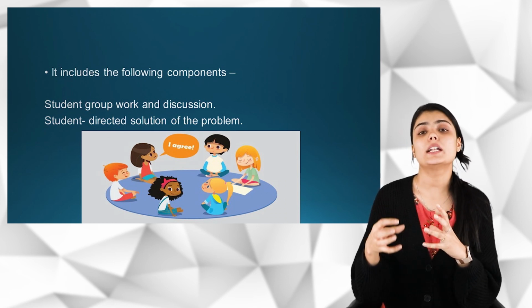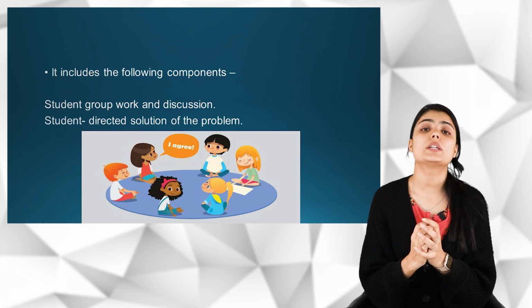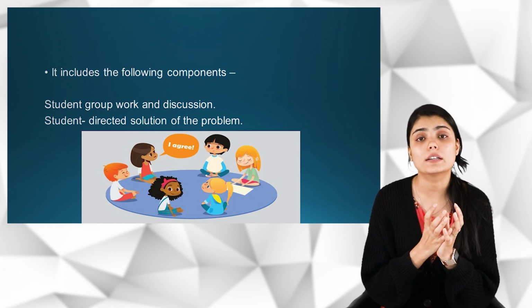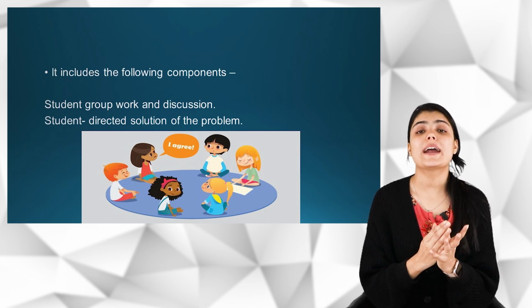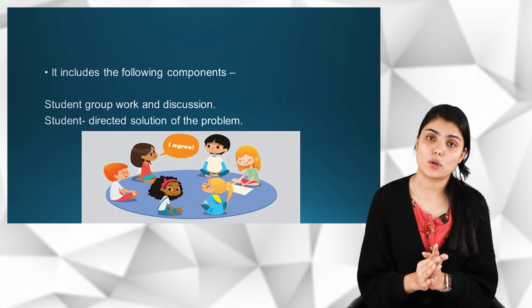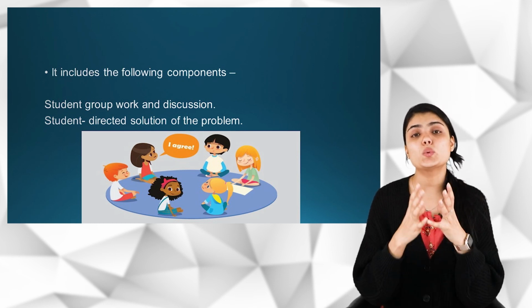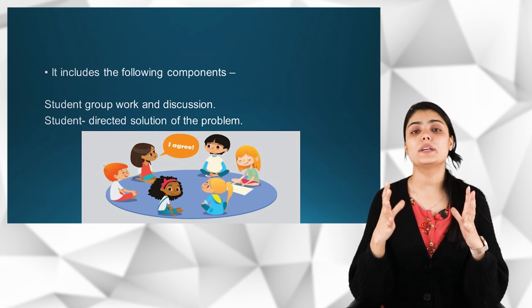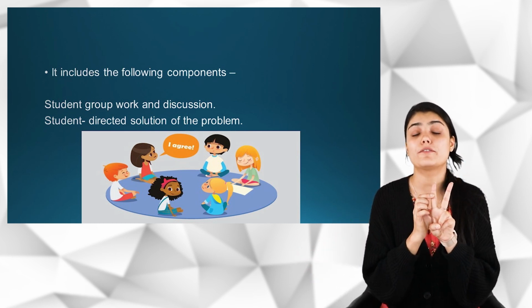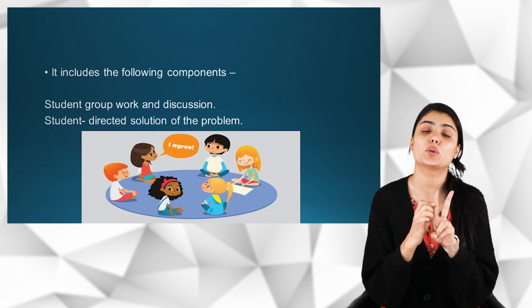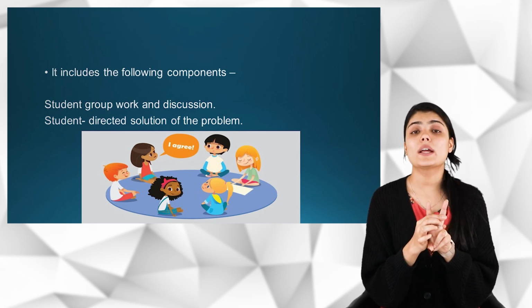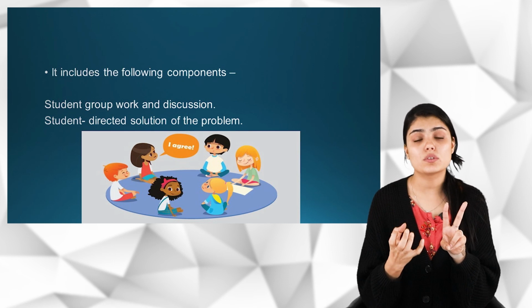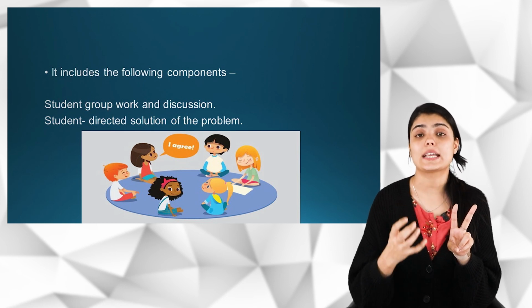So to find the solution to the problem, the students have to work in a team, in a group. And the next one is student-directed solution of the problem. So as I said, problem-based learning has two main components. The first one is students working in a group or as a team. The second one is that the solution found to the problem is student-directed.